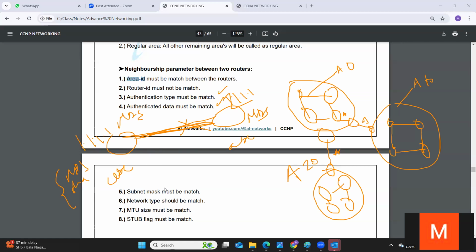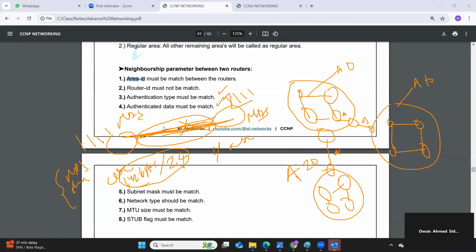The subnet mask of the segment in between you are configuring should match. If you are taking /24 in between, whichever IP address you configure must be in the same subnet, but the IP addresses themselves have to be different. So the subnet must match. The network type must also match: we have point-to-point, broadcast, and multi-point network types. The MTU size, the maximum transmission unit, is 1500 by default, and that size must also match.